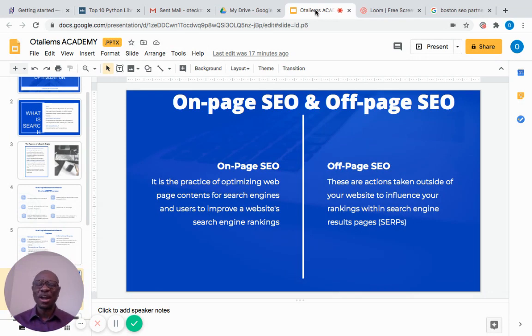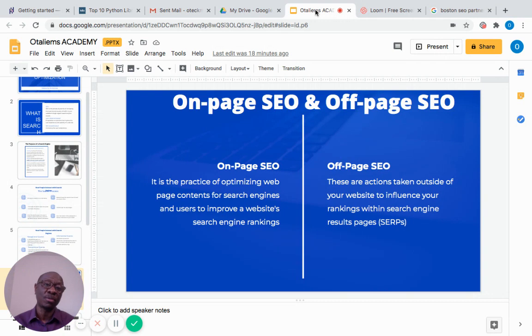With off-page SEO, you don't actually have control over what happens. You can have control over the input, but not over the output. These are actions taken outside of your website to influence ranking within search engine result pages. Like I said, there are a lot of things that go into you showing up on the first page of Google and other search engine result pages, because everyone wants to be on the first page of a search engine.